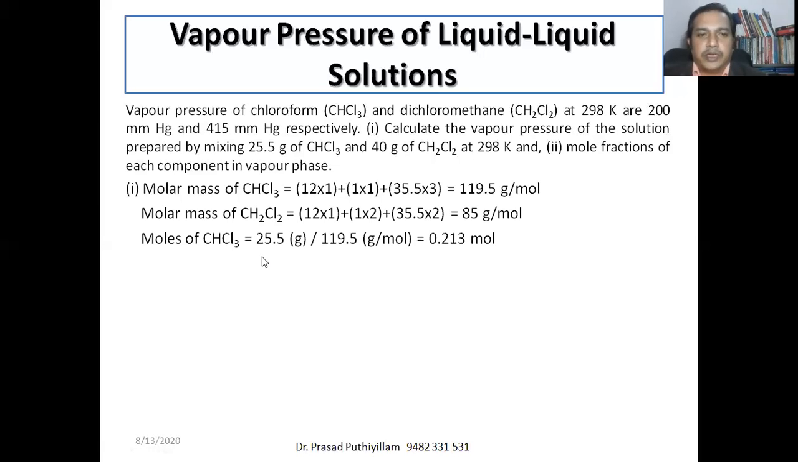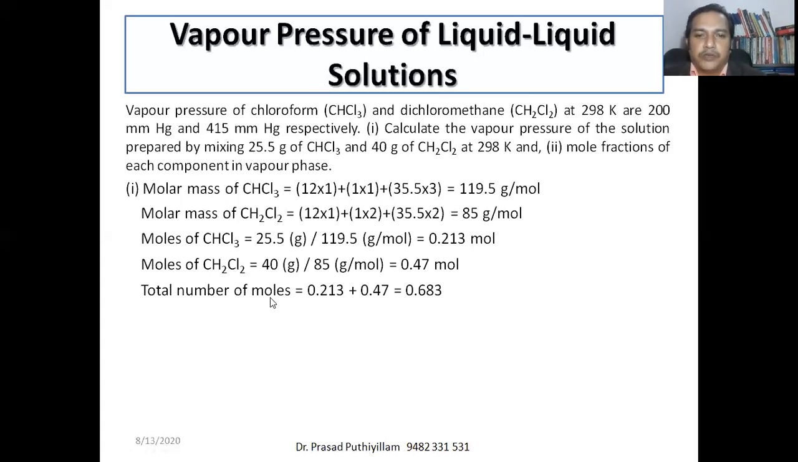Then the moles of CHCl3 will be mass divided by molar mass. That's why we consider these values 25.5 as well as 40. So 25.5 gram is the mass for CHCl3, divided by its molar mass, 119.5. The value is 0.213 mole. Moles of dichloromethane: 40 gram is the mass of CH2Cl2, divided by 85, it becomes 0.47 mole.